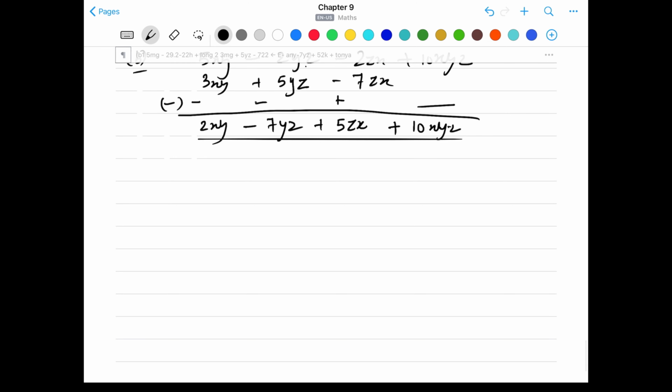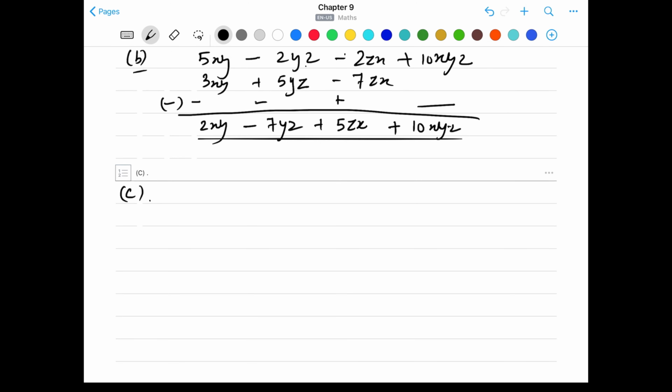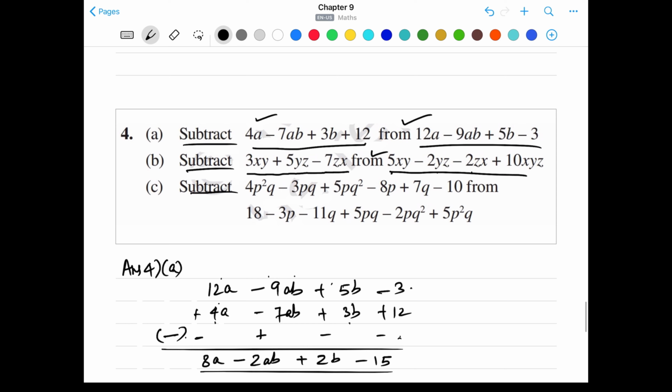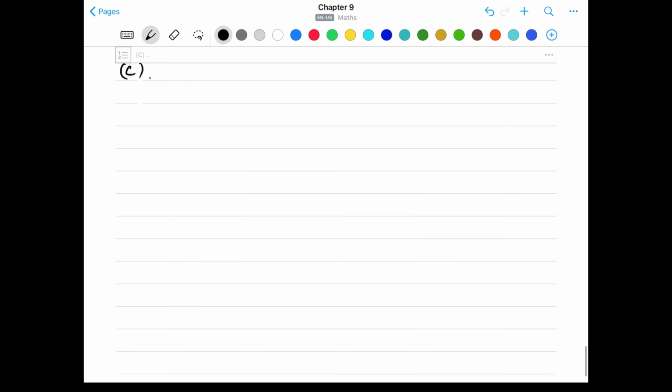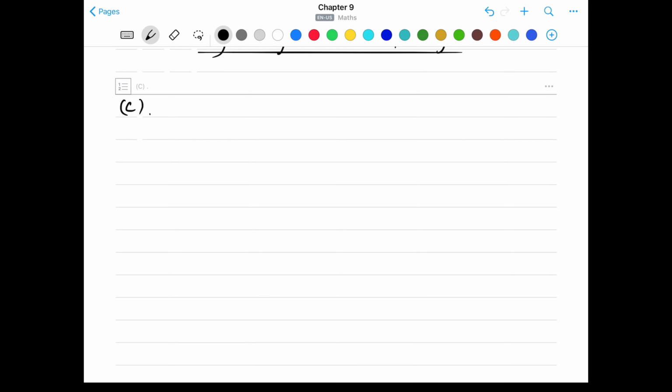Okay, now let's come to the part C of question number 4. Here we have again two expressions, and each one is having 6 terms. Okay, so let's take the term written after the word from first. Okay, so we have 18 minus 3p minus 11q plus 5pq minus 2pq square and plus 5p square q.